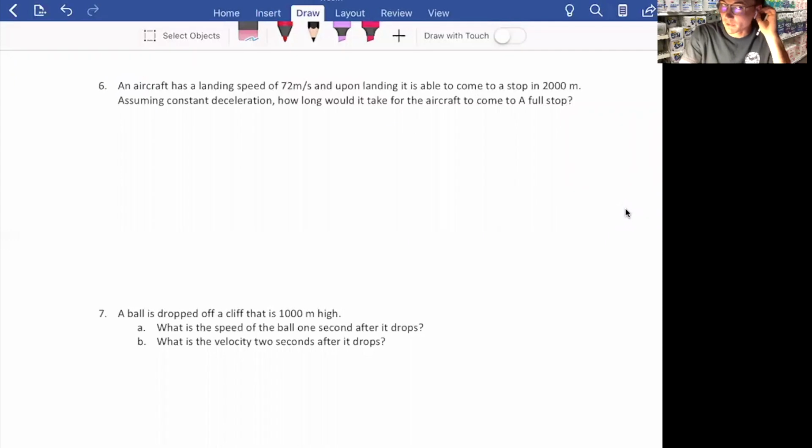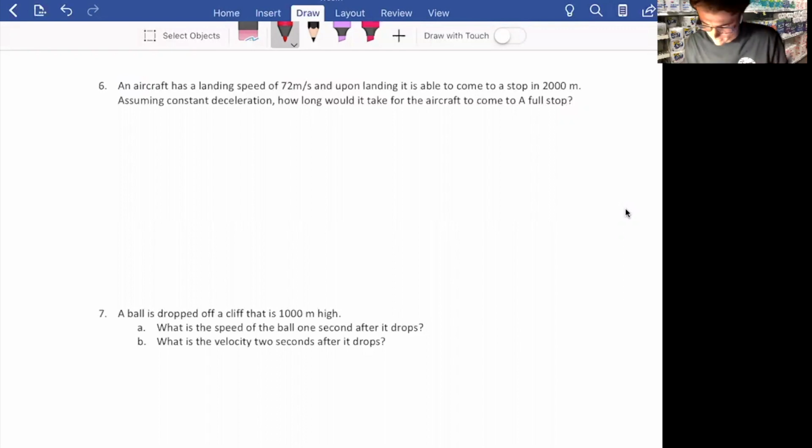All right, let's power through these last ones. So 6, 7, and 8. So 6, what we got? An aircraft is landing. The aircraft has a landing speed of 72 meters per second, and upon landing, it is able to come to a stop in 2,000 meters. Assuming constant deceleration, how long would it take for the aircraft to come to a full stop?